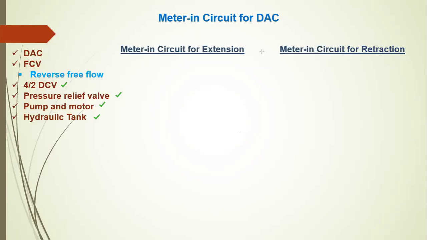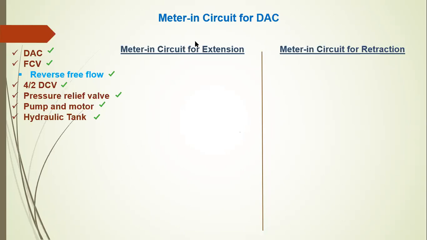We have to draw one line here. Two circuits are there for meter in. First we have to draw from the bottom side. Remember that the specific type of FCV is reverse free flow, and one actuator is required as a double acting cylinder. Let's start drawing from the bottom side.